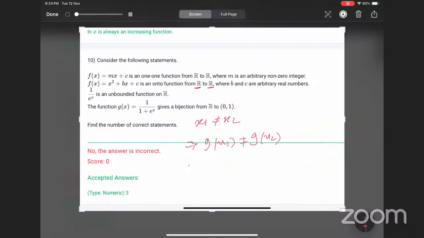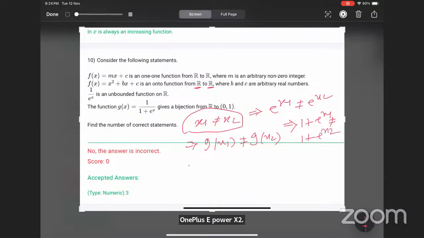So here the process is: if x1 is not equal to x2, it will imply e power x1 is not equal to e power x2, right? Because we know that the exponential function is one-one, so we can clearly write it. So it will clearly imply that 1 plus e power x1 is not equal to 1 plus e power x2, right? Then we can take 1 over this fraction will be not equal to 1 over the other fraction, right?